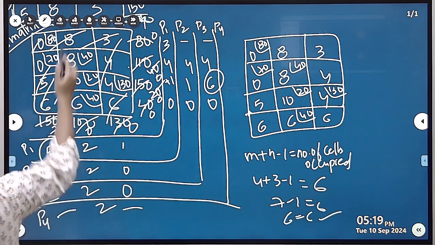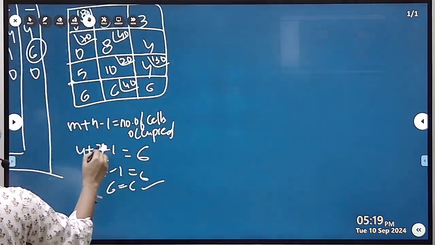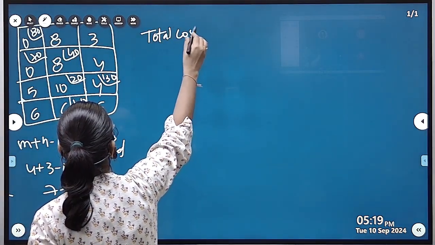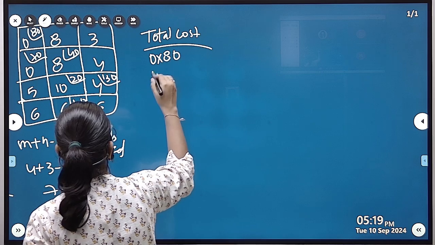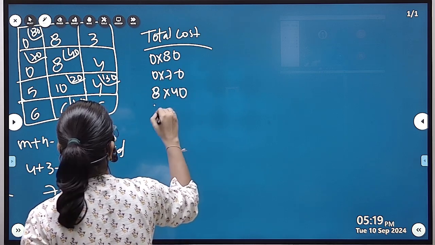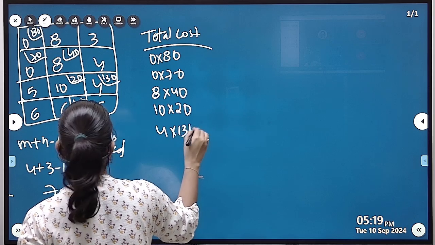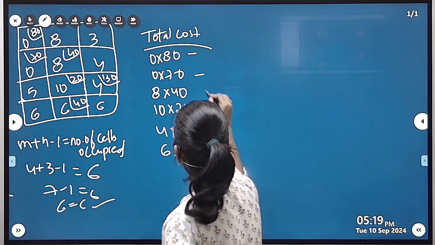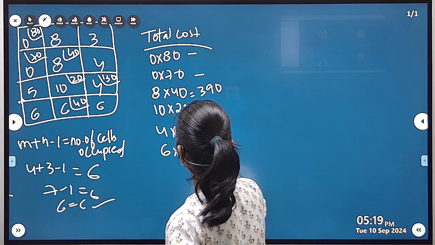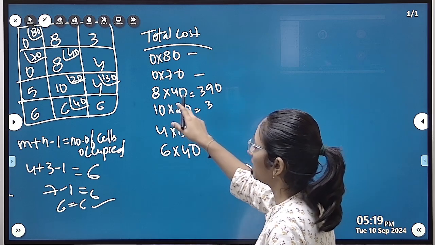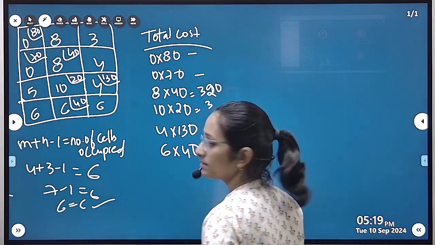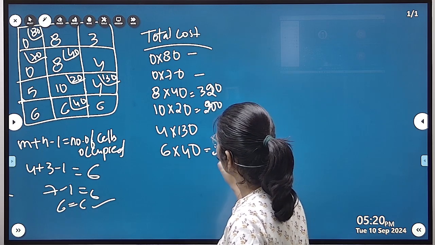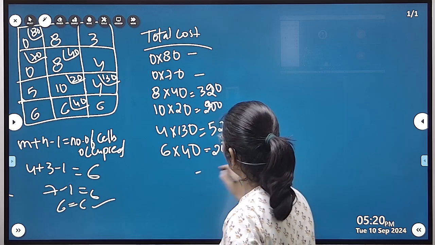So tell me the total cost. Zero into 80, 0 into 70, 8 into 40, 10 into 20, 4 into 130, 6 into 40. So here is nothing. 8 into 40, how much is it? You said 390, 320, next 200, next 520. So tell me the total value.